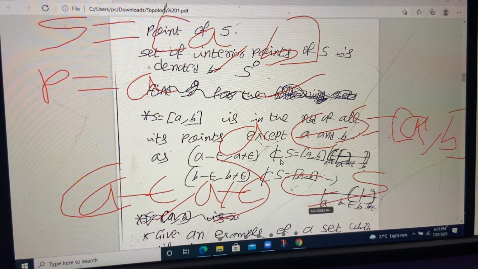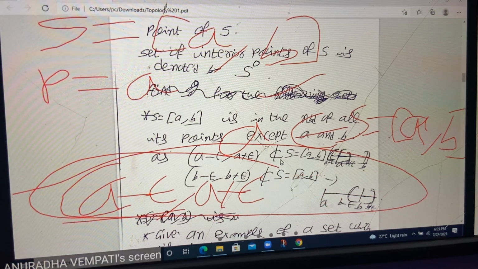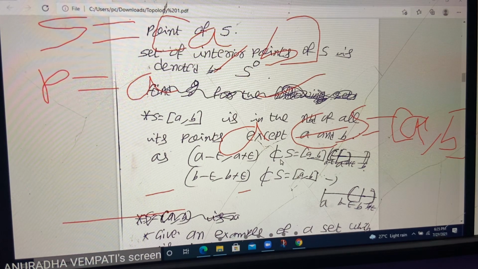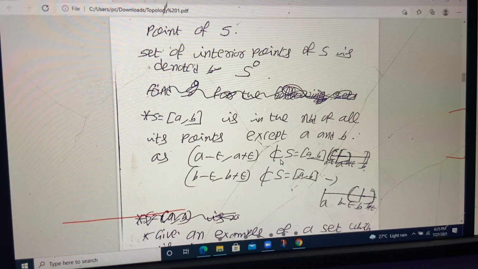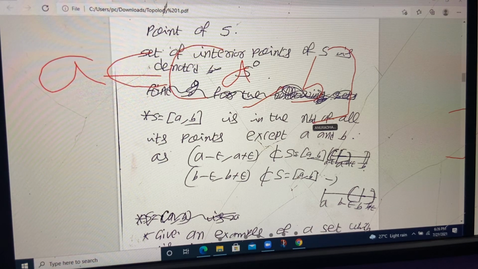Only if this total is within S do we say A is an interior point. Here a part of it is inside, a part of it is outside, so we cannot say A is an interior point. We can say A belongs to S. Belonging to is different; interior point is different. In the TIFR paper for integrated PhD, and in the JAM paper also, there are definite questions: which of the following are true? A belongs to AB, correct, it is true. But A is not an interior point.